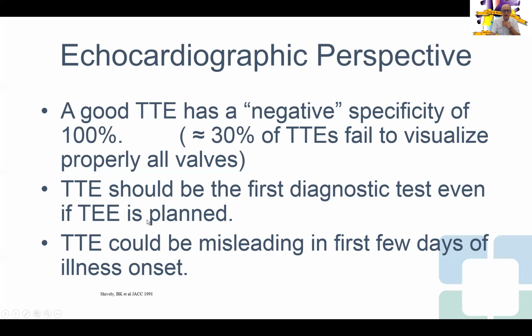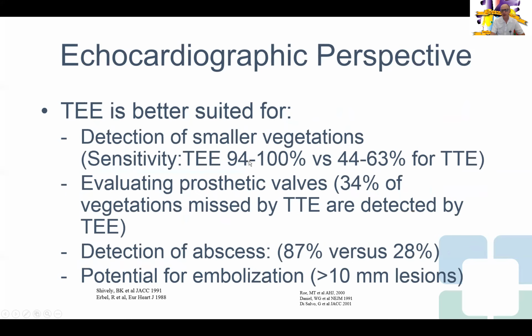Transthoracic echo, again, because of poor image quality or poor resolution, can be misleading in the first few days of onset of illness, and you should repeat it if needed. When is TEE better? In almost every case. Sensitivity of TEE is in the range of high 90s to 100%, in contrast to about 50% in transthoracic echo. All prosthetic valve endocarditis should be evaluated with the transesophageal echo.